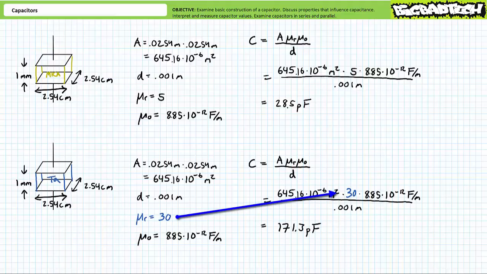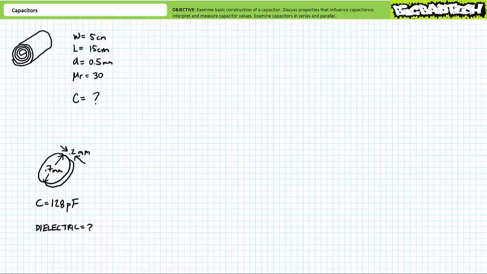Substituting in our new relative permittivity value of 30 into the capacitance construction formula, we arrive at a capacitance value of 171.3 picofarads, 6 times the capacitance of the capacitor employing the mica dielectric, and 30 times the value of a capacitor made strictly with a vacuum between the plates. It makes sense. See if you can calculate the property of interest through the following capacitor combinations.